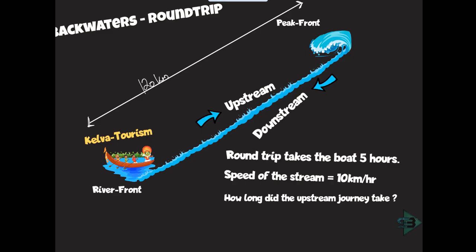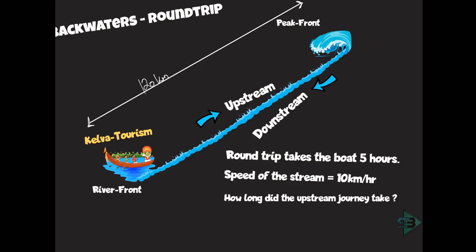Then what is happening? Then the boat comes downstream. Downstream means coming with the flow. That is the backwaters round trip. Going from the riverfront to the peak front and from the peak front to the riverfront back. Upstream and downstream. The total distance is given to me as 120 kilometers. And what else? The round trip takes 5 hours. Correct. I don't know the split up of how much time is required to go upstream and downstream. Obviously, downstream time is less, but the total time required is 5 hours.